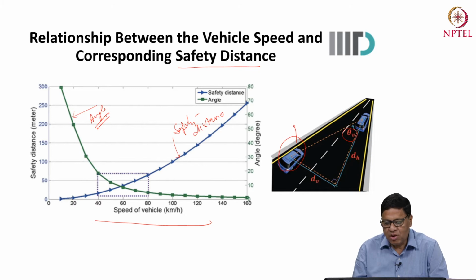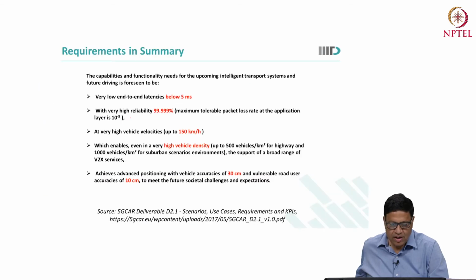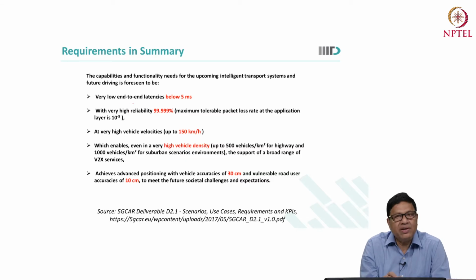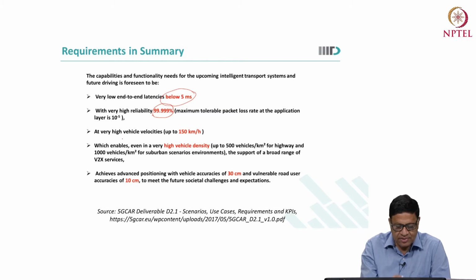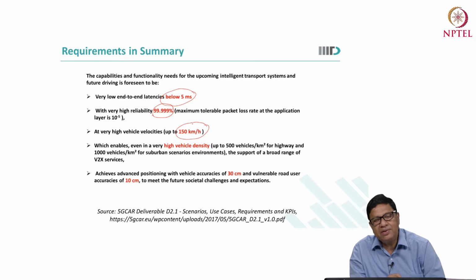So one has to see the combination of velocity, safety distance, and the angle in order to decide what is a safe distance for communication. So the requirements in summary for vehicle-to-vehicle transmission, which is part of 5G and 6G, is that I require very low end-to-end latency, of the order of below 5 millisecond. Very high reliability, of the order of 5 nines, 99.999. And the vehicle may be moving at a speed of 150 kilometers per hour.